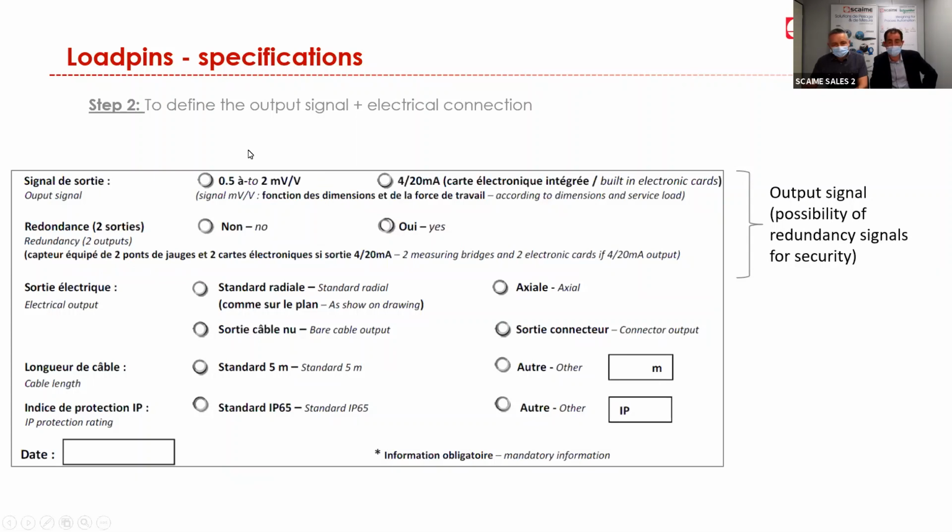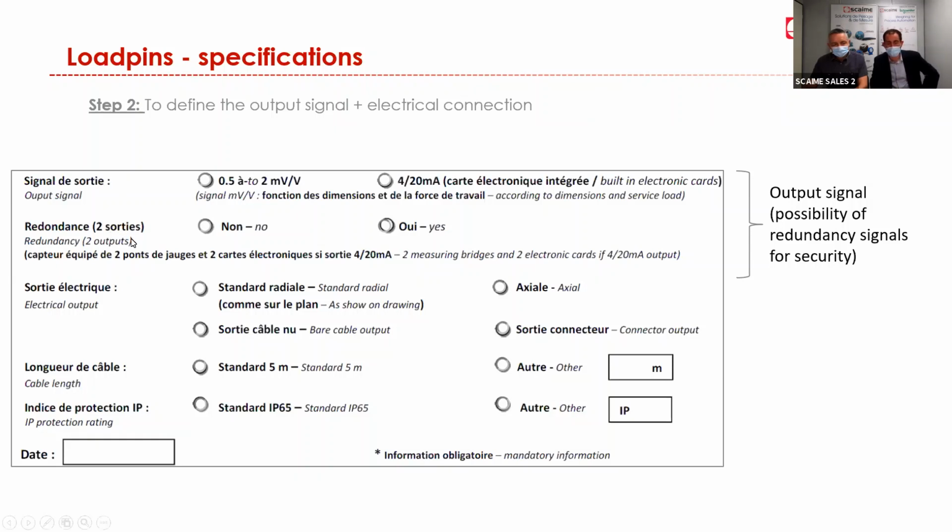So either a signal in millivolt per volt, as we noticed before, or we also offer the possibility to integrate in our load pins an electronic card able to convert the millivolt in 4-20 milliamp or 0-10 volt output signal, so that your load pin could be directly connected to a PLC without using a third electronic.